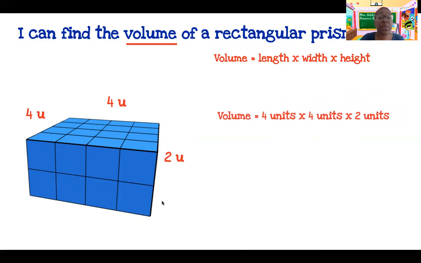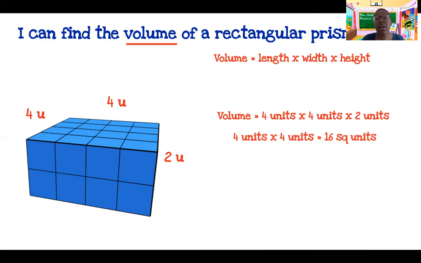So the volume of this rectangular prism would be 4 units times 4 units times 2 units. So let's begin by multiplying our first 2 numbers. 4 units times 4 units gives us what? That's right, it gives us 16 units squared. And the reason it's squared is because we have now found the area of the top of our rectangular prism. An area is always written in square units.